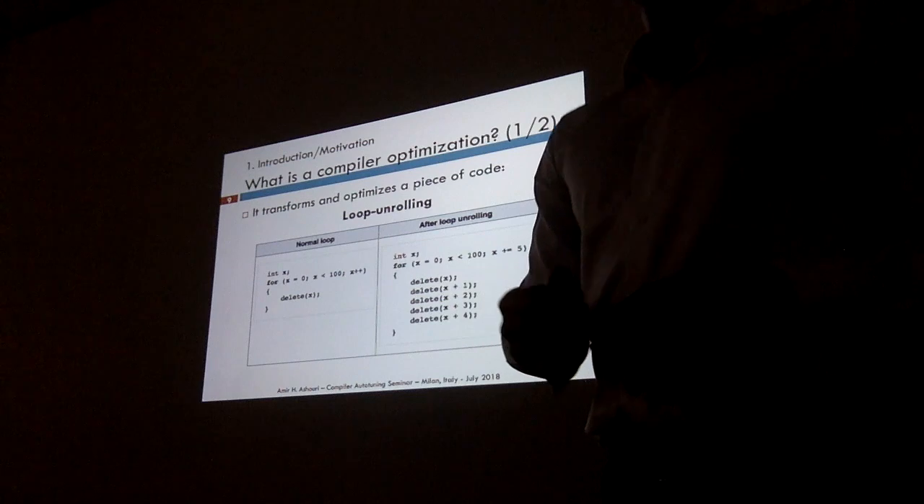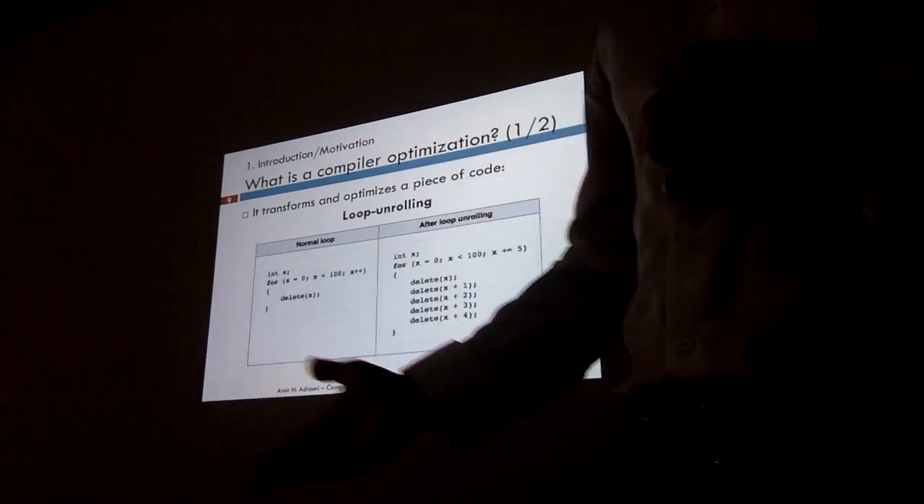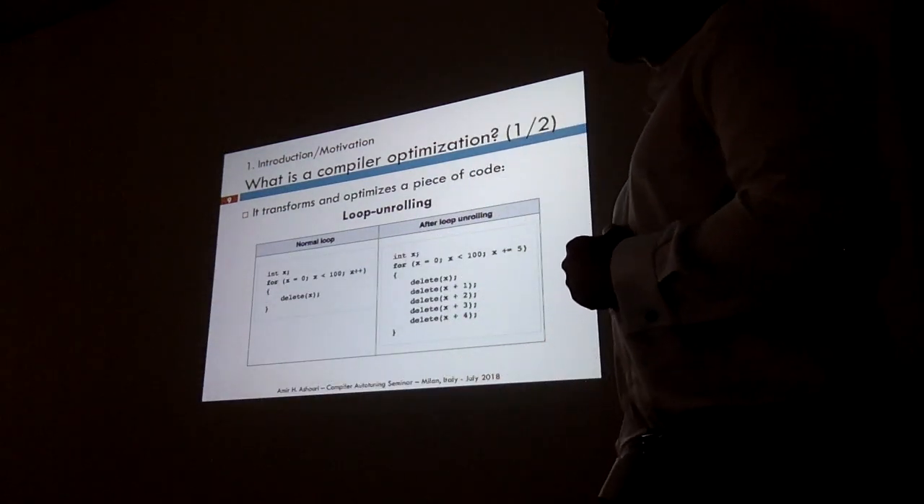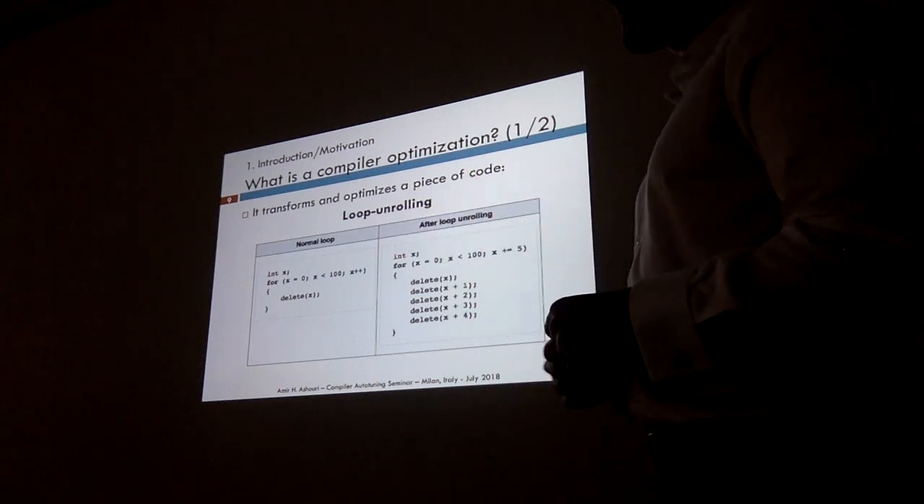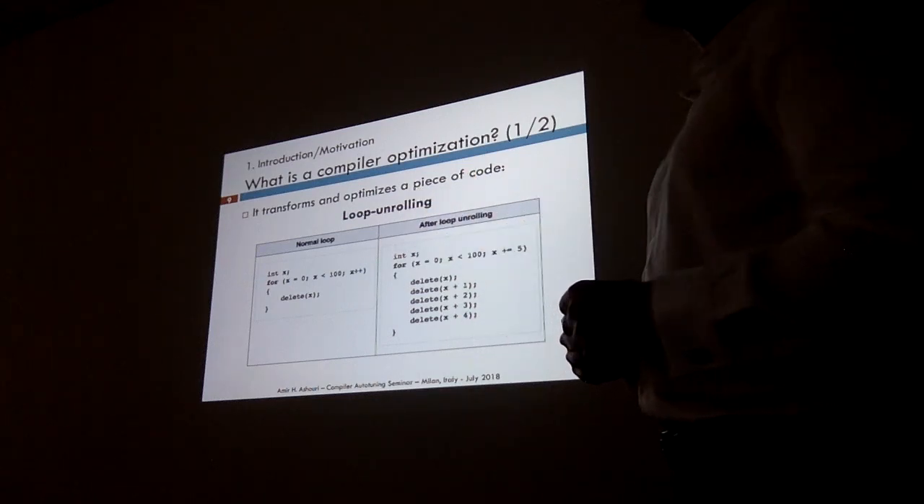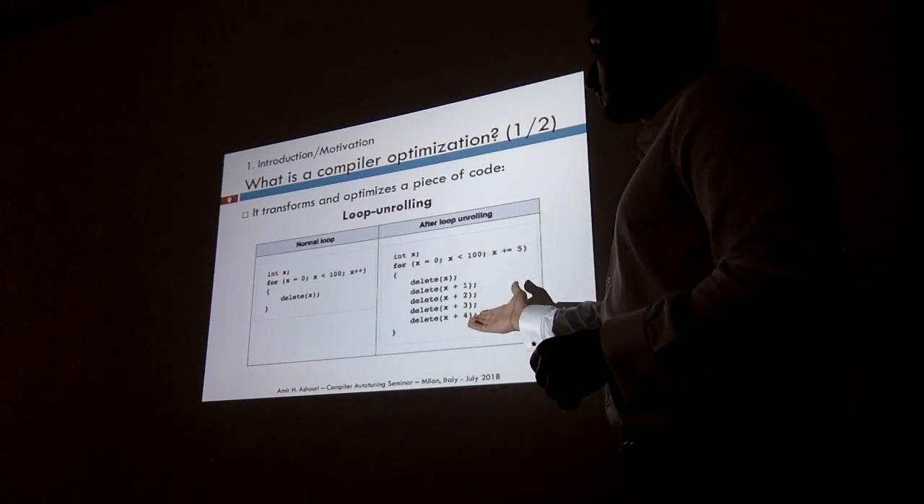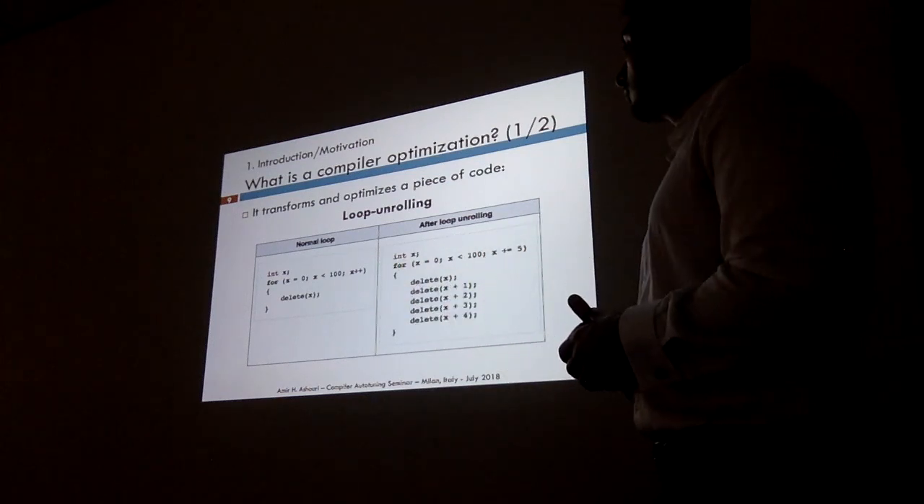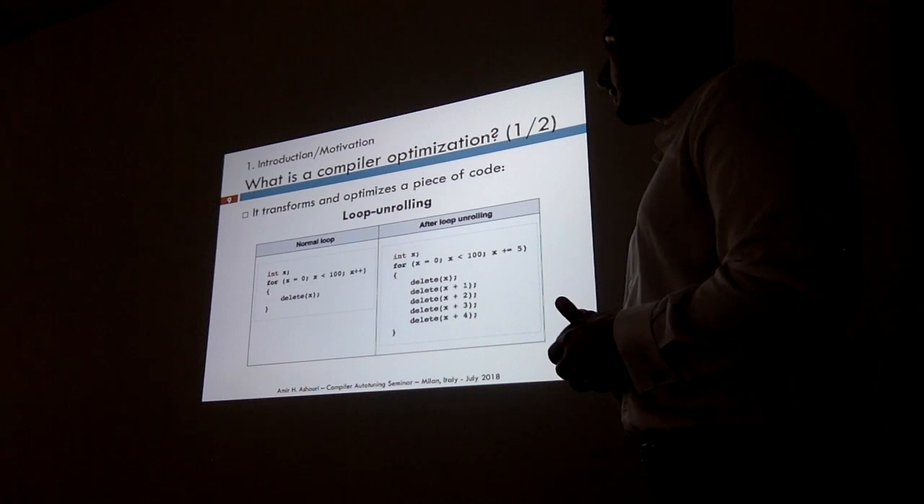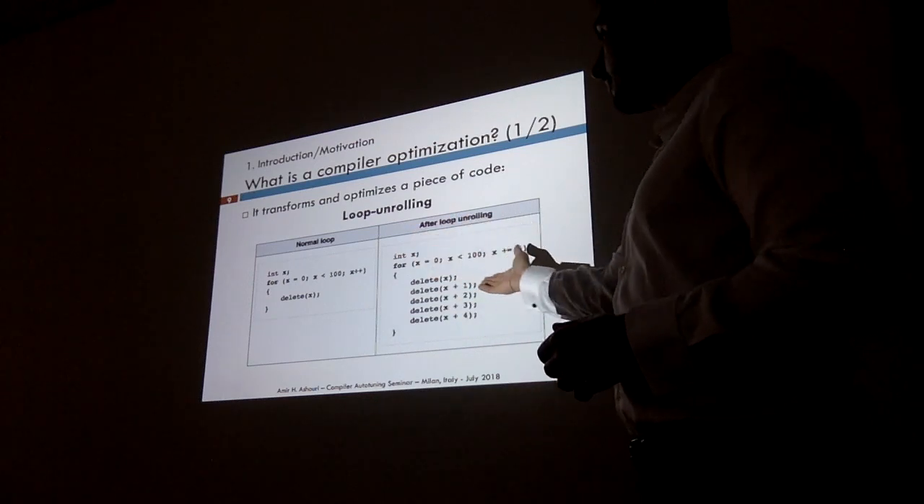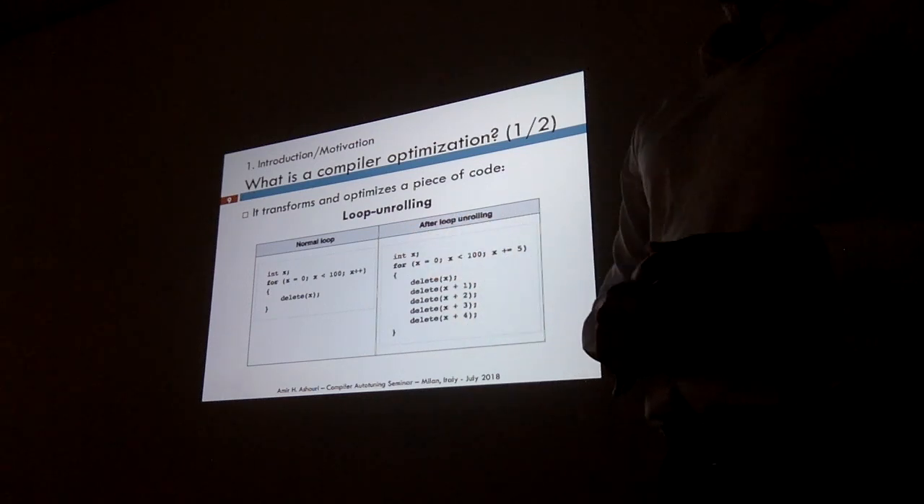As an example, we have loop unrolling, which is a well-known compiler optimization. Suppose on the left side you have a loop that is going to go for 100 times. You can unroll the loop in a way that instead of looping for 100 times, you're going to loop for 20 times.